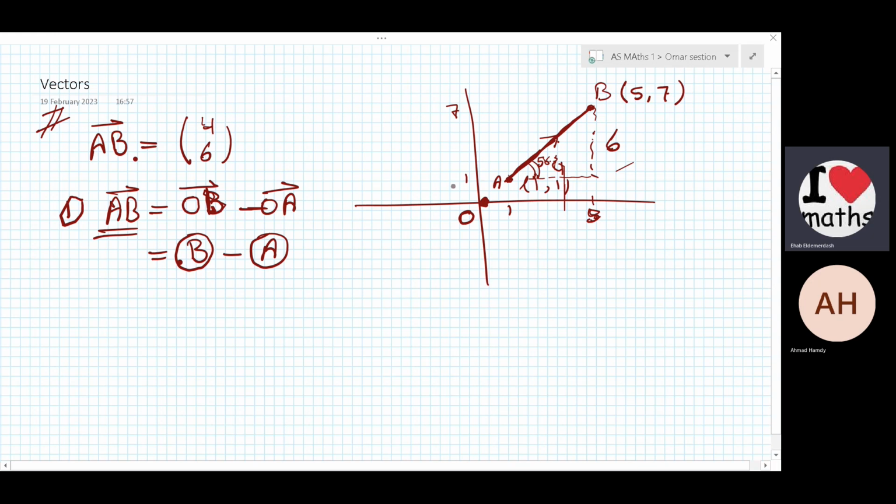I'm talking about the vector AB. Where do we get the vector AB from? B minus A. Do we have any problem with that? Okay, there is another thing that we need to discuss. It's about the length of AB.